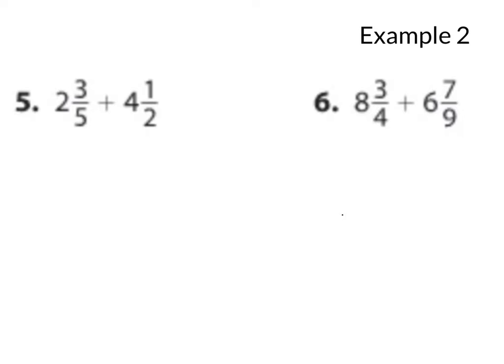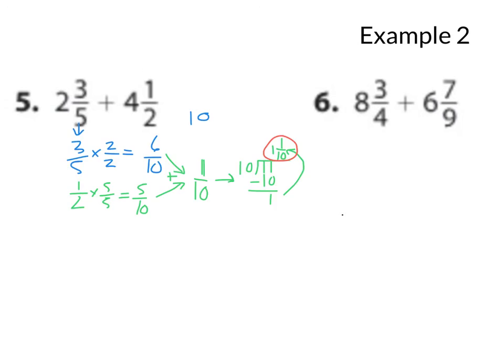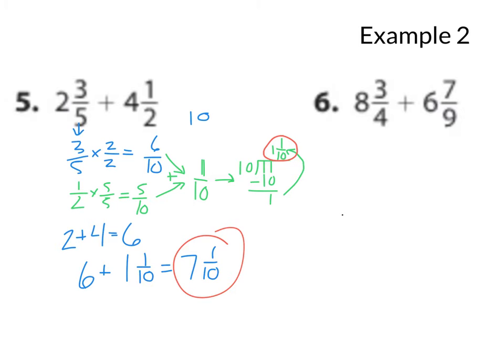Here's example 2. Please try to do these by yourself, coming back for the answers in 3, 2, 1. So here's how we found the sum of our fractions. Right here, ending up being 1 and 1/10. Next, we add our whole numbers, 2 and 4, which equals 6. Then we'll add 6 plus 1 and 1/10, which gives me 7 and 1/10, which is my answer. Doing the next one in 3, 2, 1.